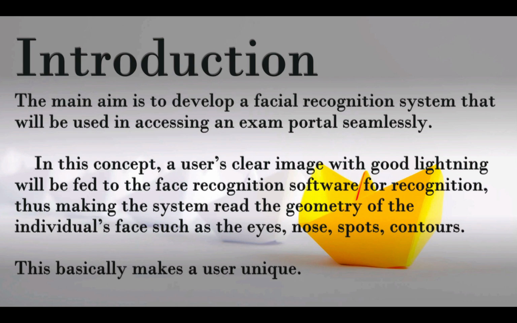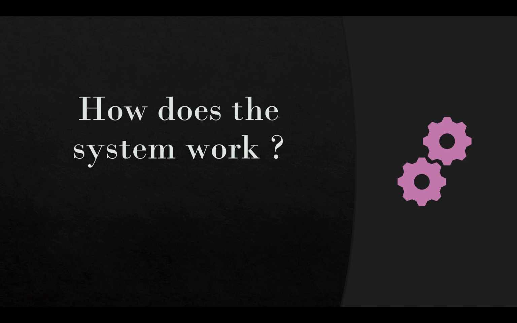So this is what this whole concept is all about: being able to detect a user's face, extract the user's face, check out the geometry, such as the nose and the mouth, and compare the user's face and recognize that this user is in this database, and the system can recognize such user. So now the question is, how does this system work practically?